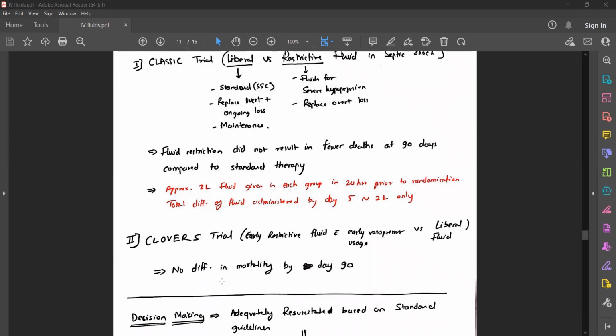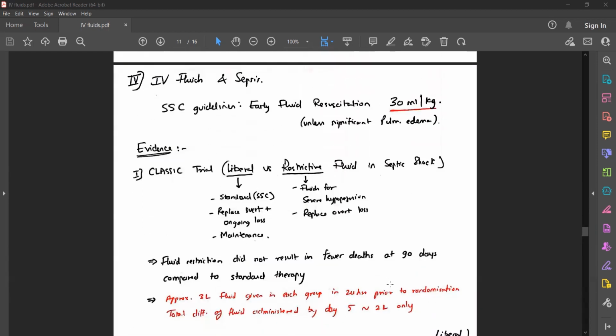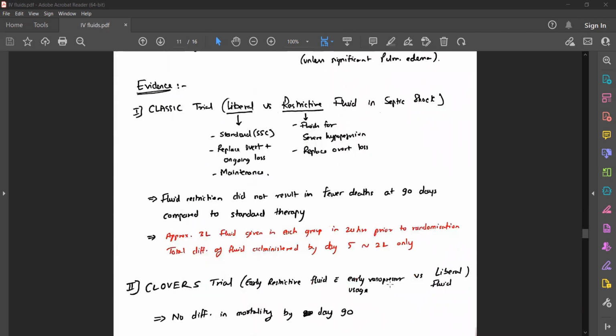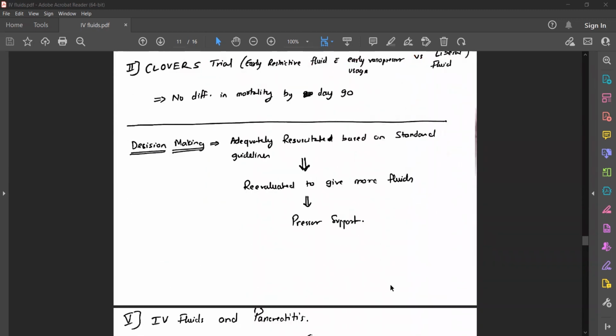So we have one more trial, the most recent one, discussing this topic between use of restrictive fluids versus liberal fluid, and that is the CLOVERS trial, which used early restrictive fluid with early vasopressor usage versus liberal fluid. And again, it did not show any difference in the mortality by day 90. So what is it that you should really do? Should you give a patient with septic shock a large amount of fluid or not? The answer is that, again, it's an individualized approach.